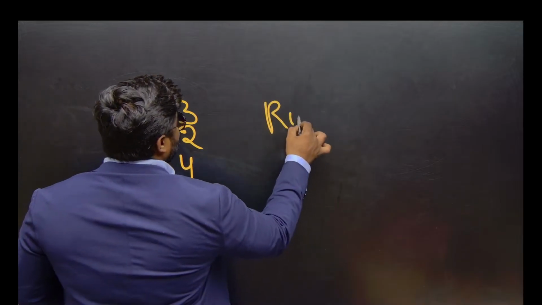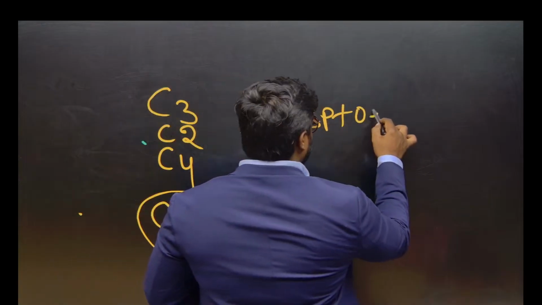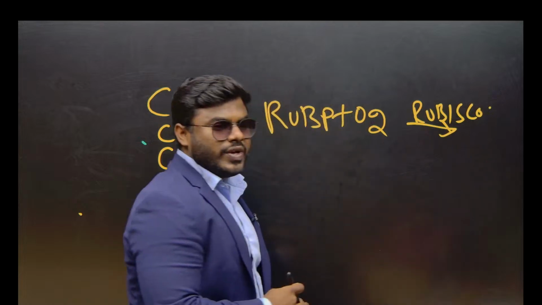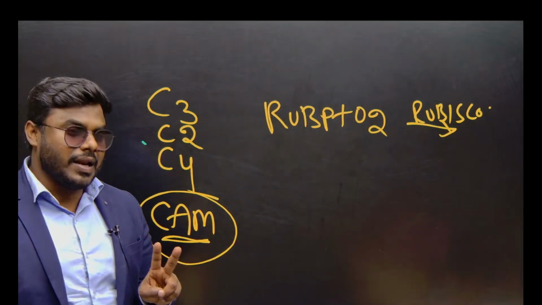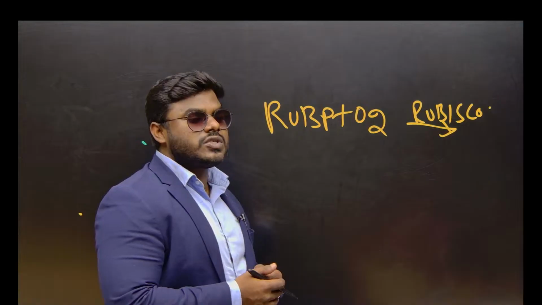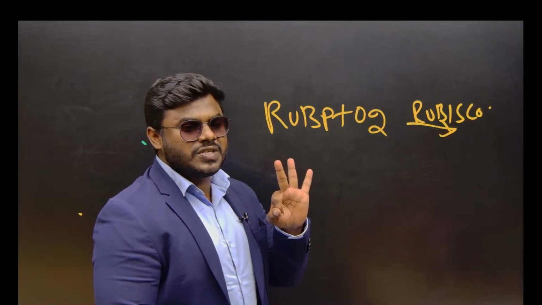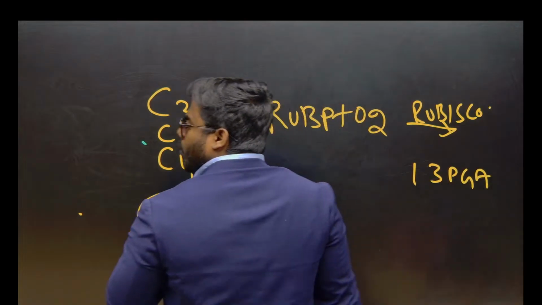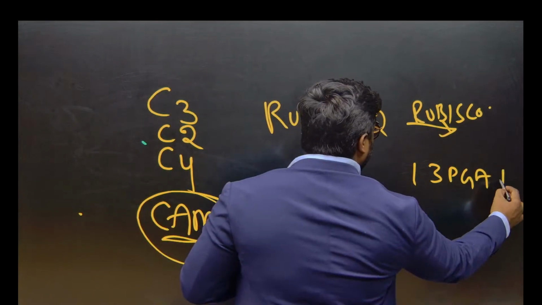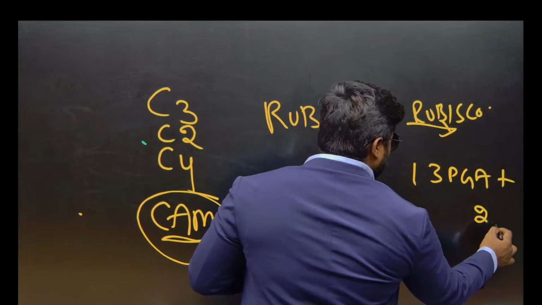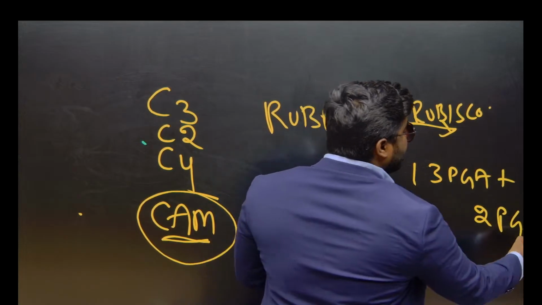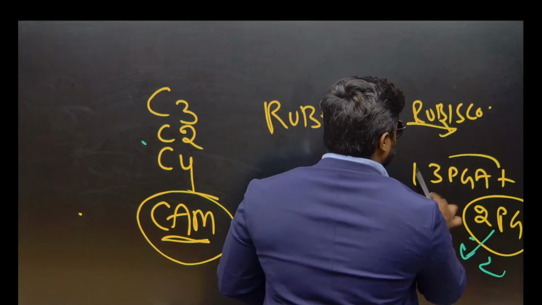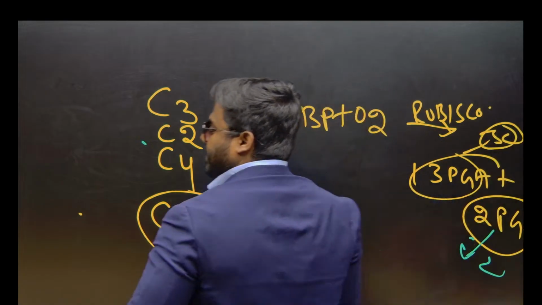Whenever RuBP combines with oxygen in the presence of Rubisco, how many stable intermediates do we get? Very good. Why do I use the word stable? Stable means which is 3 carbons. So how many stable do we get? We get only 1 molecule of 3PGA and 1 molecule of 2PG. How many carbons is 2PG? 2 carbons. And this will be 3 carbons. This is very, very clear.